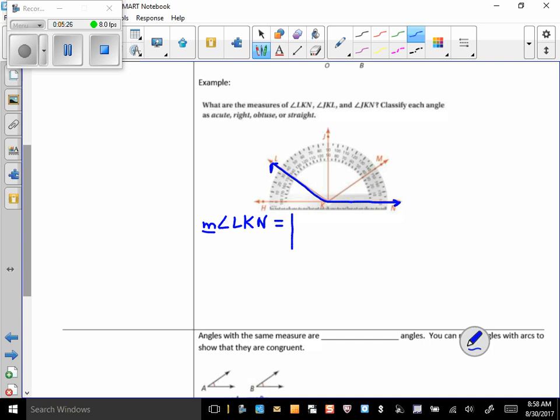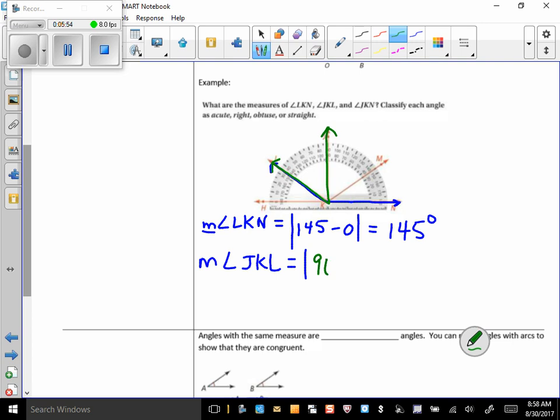So it's kind of hard to see on this board, but what I think this measures is 145 minus 0. So that's 145 degrees. All right, the measure of angle JKL would be the absolute value. Here's JKL, JKL right there. So that would be 90, because you see J is up here at 90.